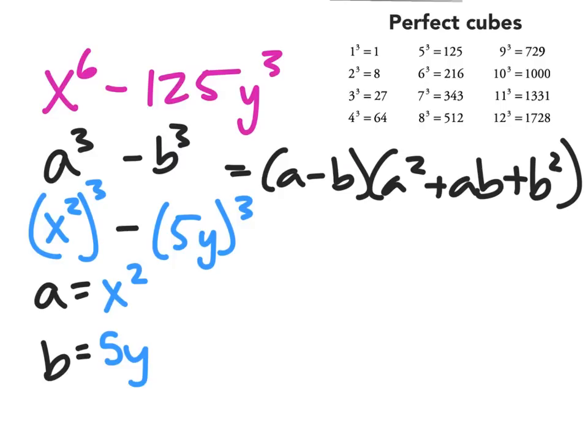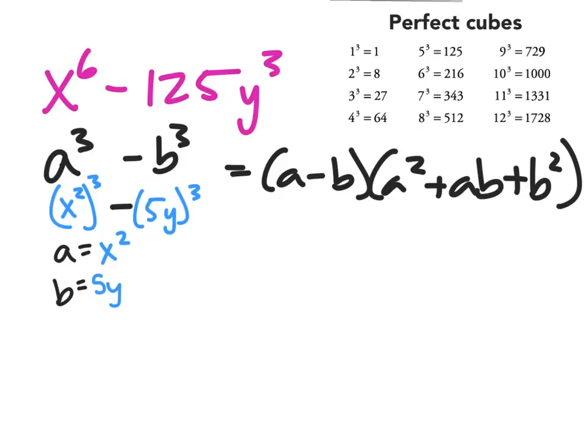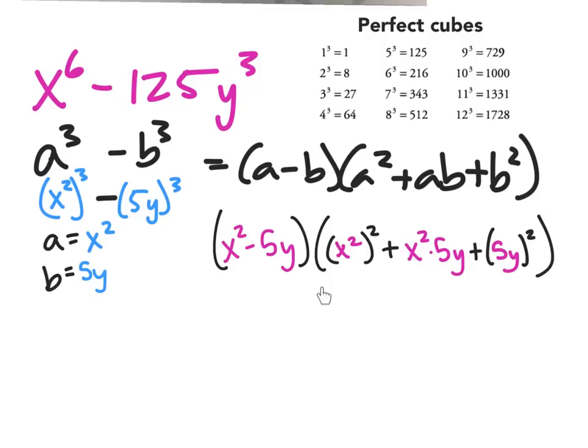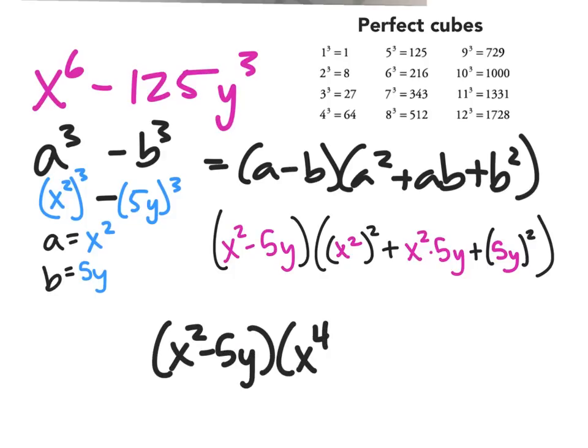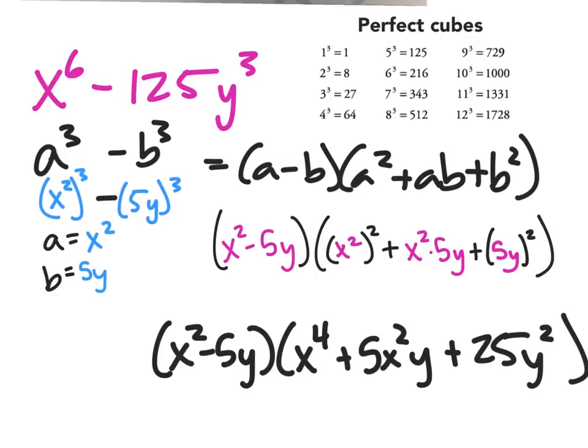Now it's just a matter of plugging in a and b into the formula. So I'm going to start by not even squaring these terms, but just writing anywhere I see an a, I'm going to put an x squared, and anywhere I see a b, I'll put a 5y. As we can see here. Now I'm going to go through and square these two terms and multiply these two, so that I finally end up at (x squared minus 5y) times (x to the 4th plus 5x squared y plus 25y squared). And this is the factored version.